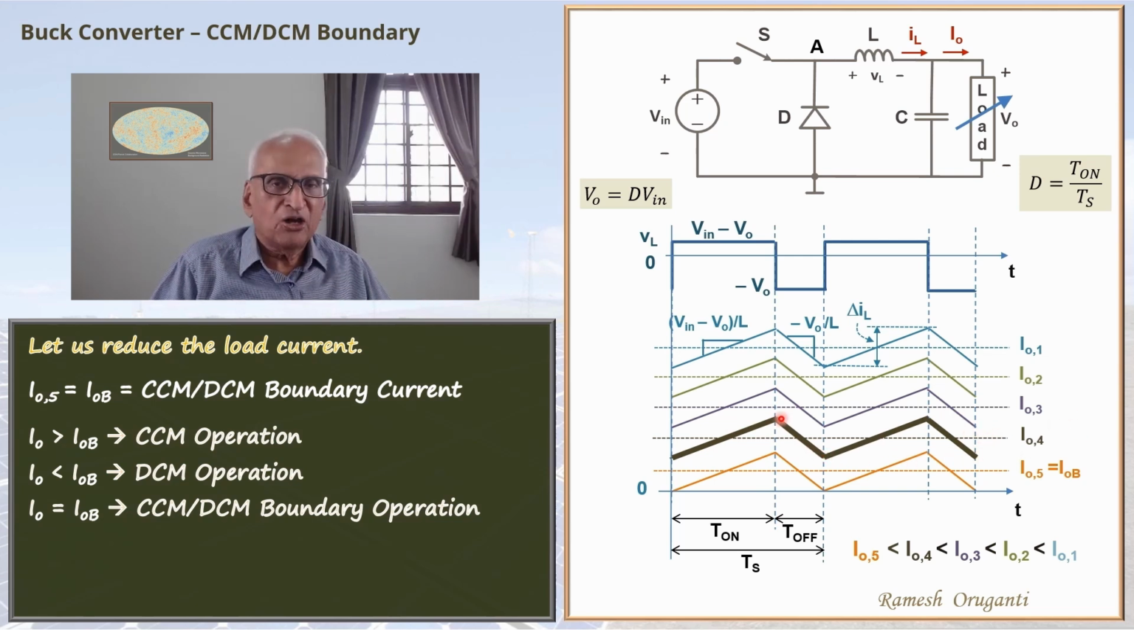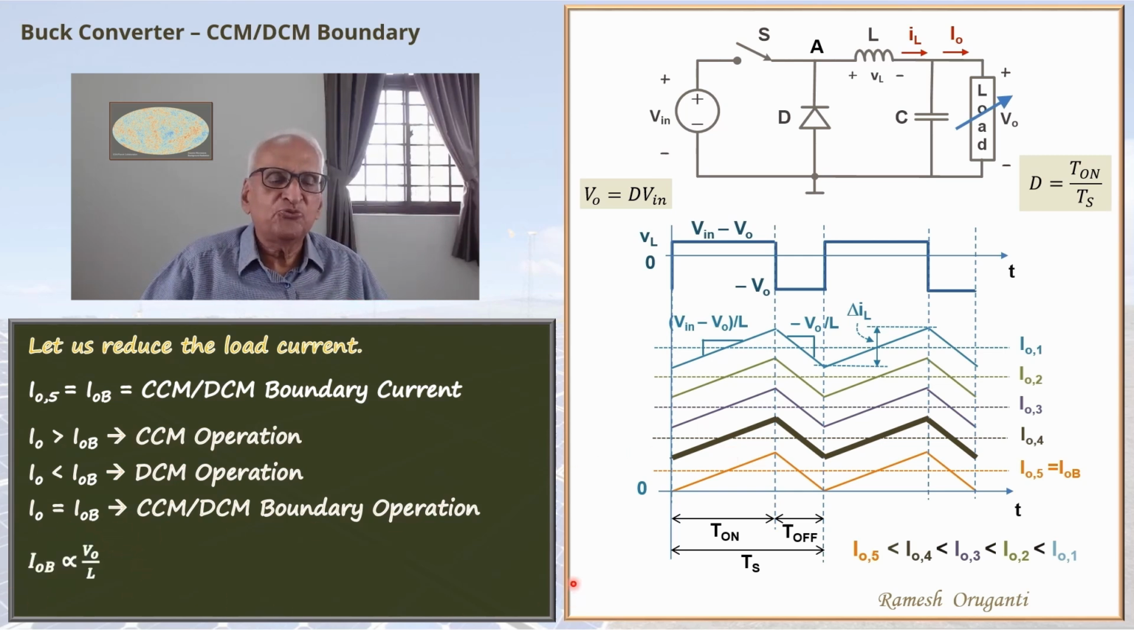Now focus on the downward slope. Downward slope is minus V0 by L. If V0 by L, the slope is higher, even from a higher current, you can come down and hit zero. So I0B will be proportional to V0 by L.